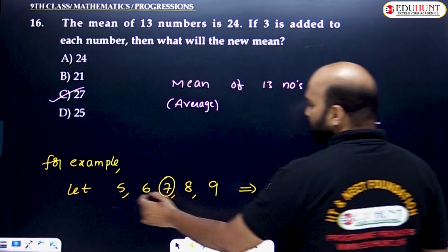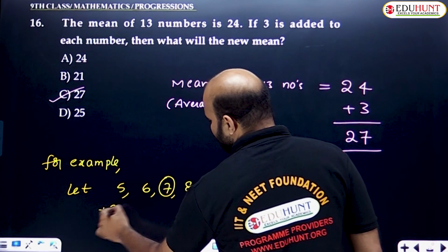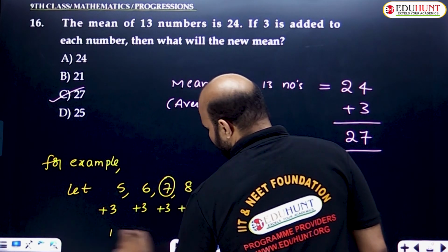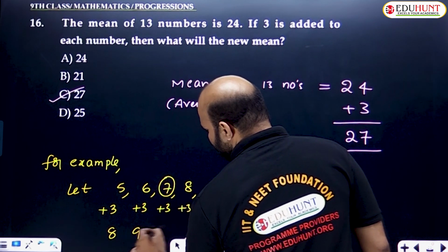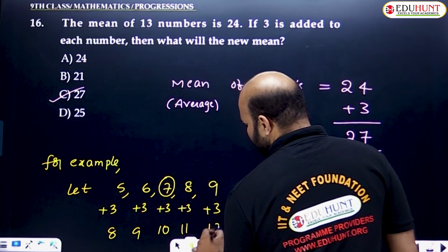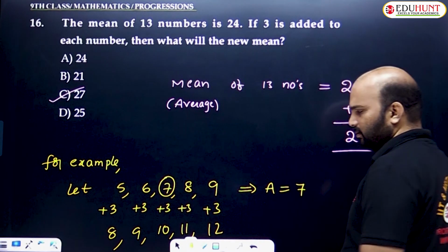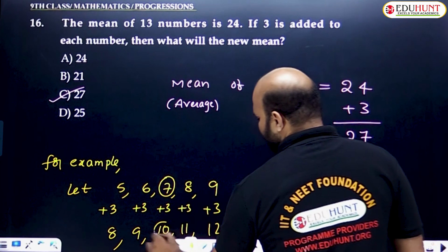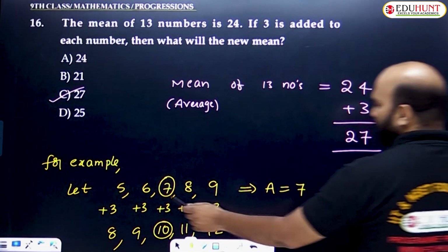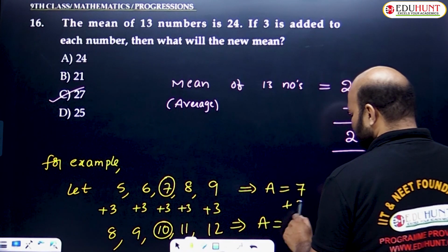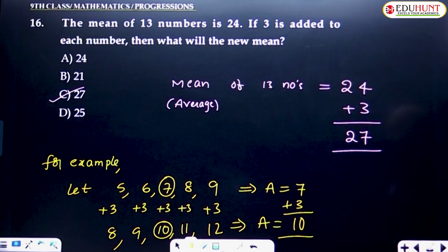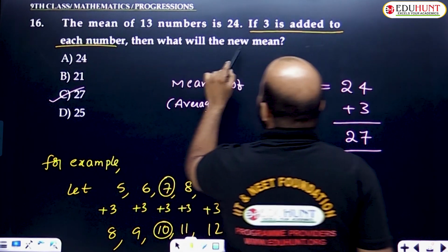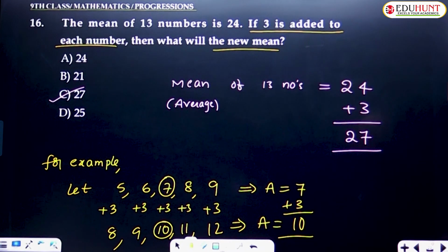Suppose each number is increased by 3: 5 plus 3, 6 plus 3, 7 plus 3, 8 plus 3, 9 plus 3. What is the new order? 8, 9, 10, 11, 12. Here also the common difference is equal, 1. So what is the average? The middle number, 10, is the average. So when 3 is added to each number, the average is also increased by 3: 7 plus 3 is 10. That is a very important method. So the new average also increases by 3. Option C is the right answer.